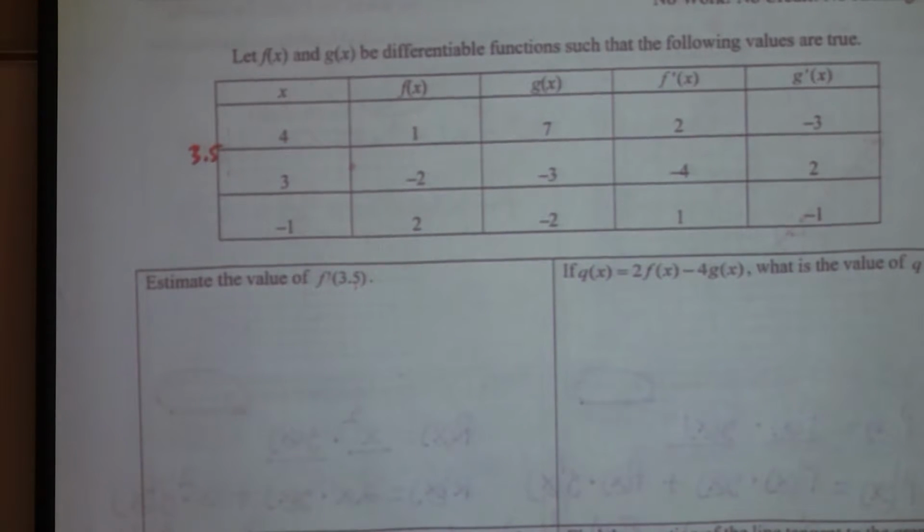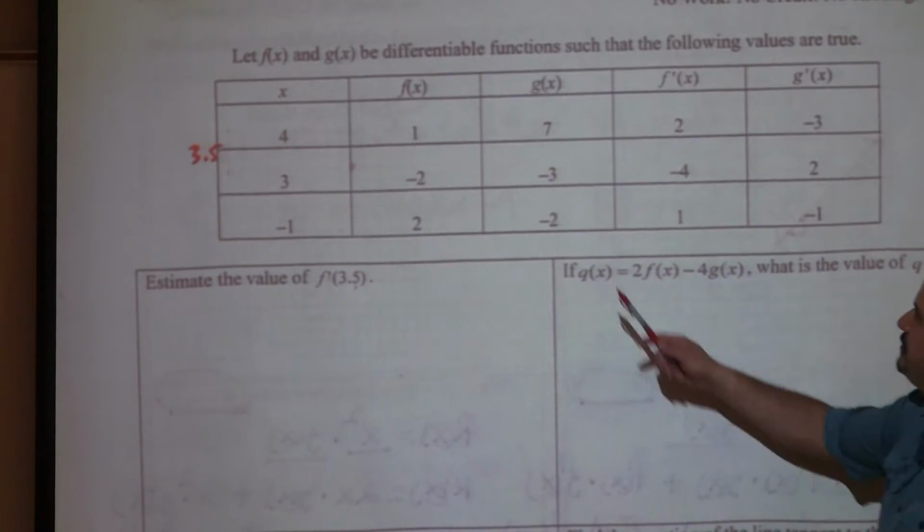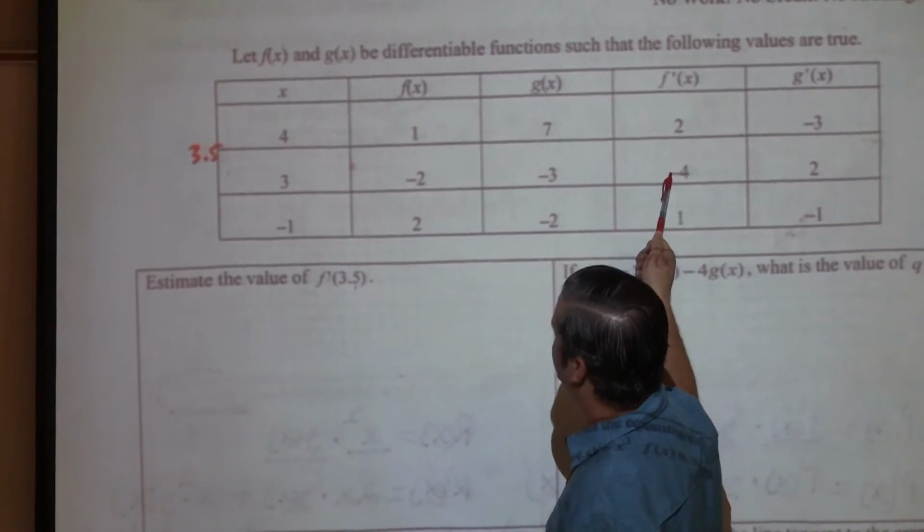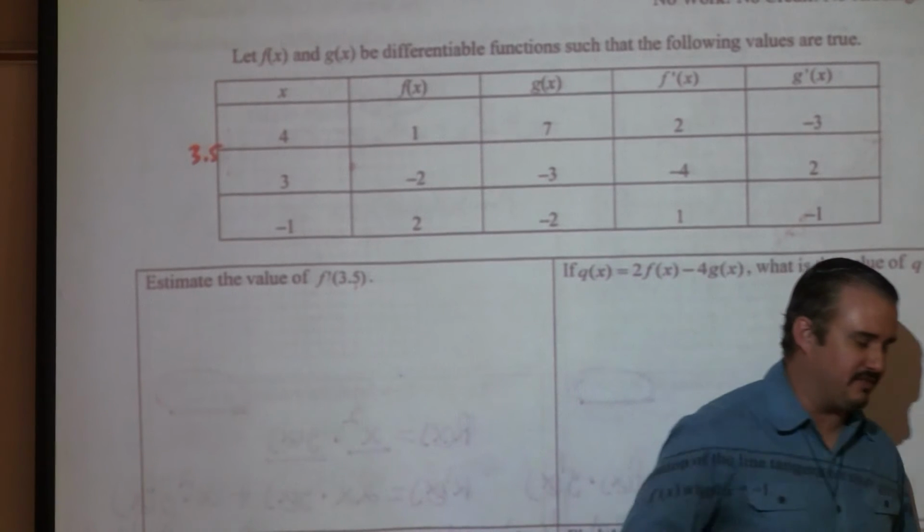What do you think we could do? What would be a good estimate for the derivative at 3.5? Getting numbers that are close to it? Okay, what would be numbers that are close to it? 2? Okay, and? Negative 4? Oh, okay, so the slope at 4 is what? 2, and the slope at 3 is what? Negative 4. So how do you think we can figure out the slope at 3.5?